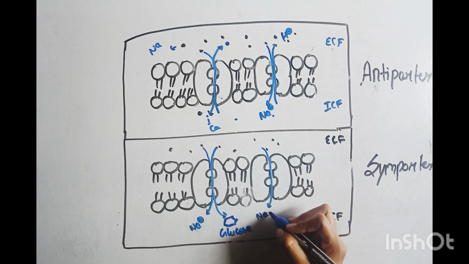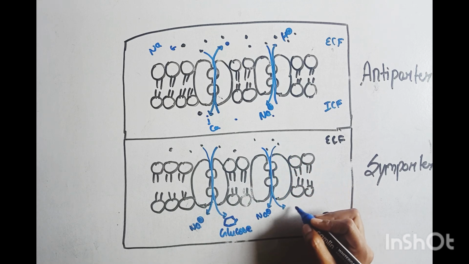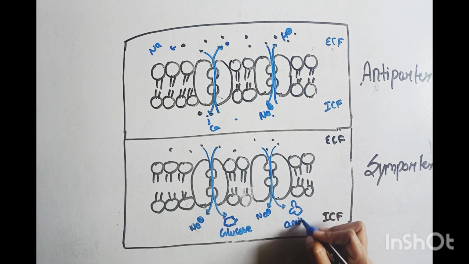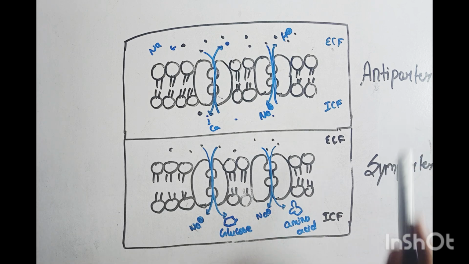Sym means same. Another example is the movement of sodium from high concentration to low concentration, and similarly the amino acid moves from low concentration to high concentration. So glucose and amino acid move along with the sodium in the same direction. This is called the symporter. So these are the antiporters and symporters.